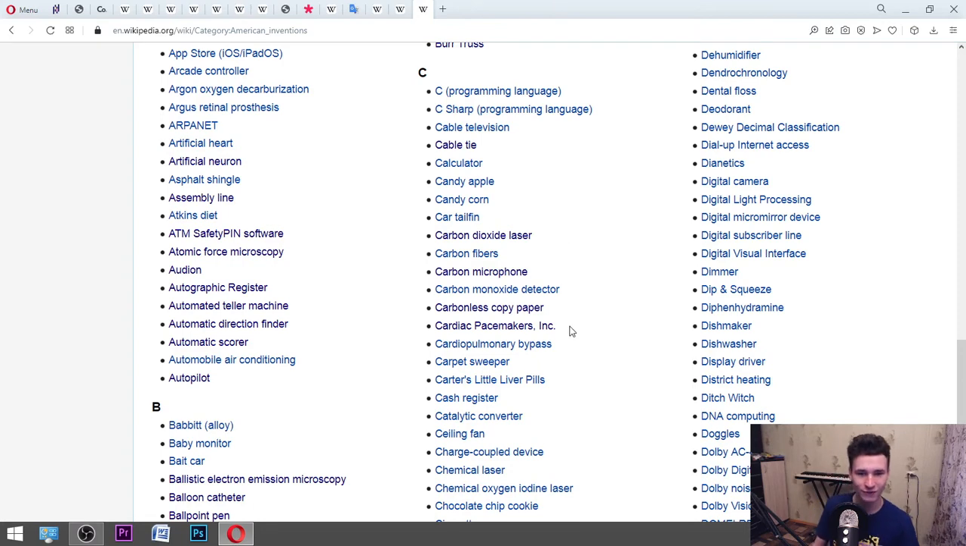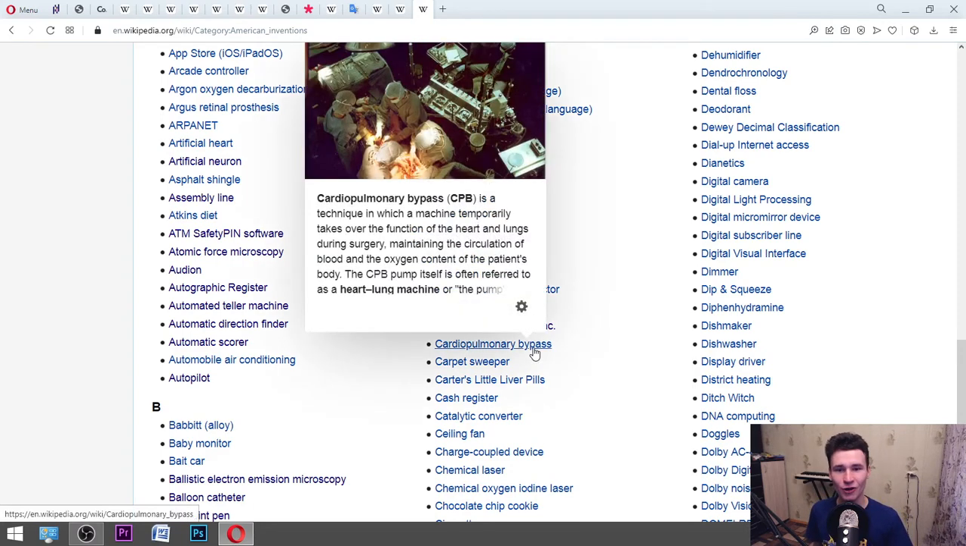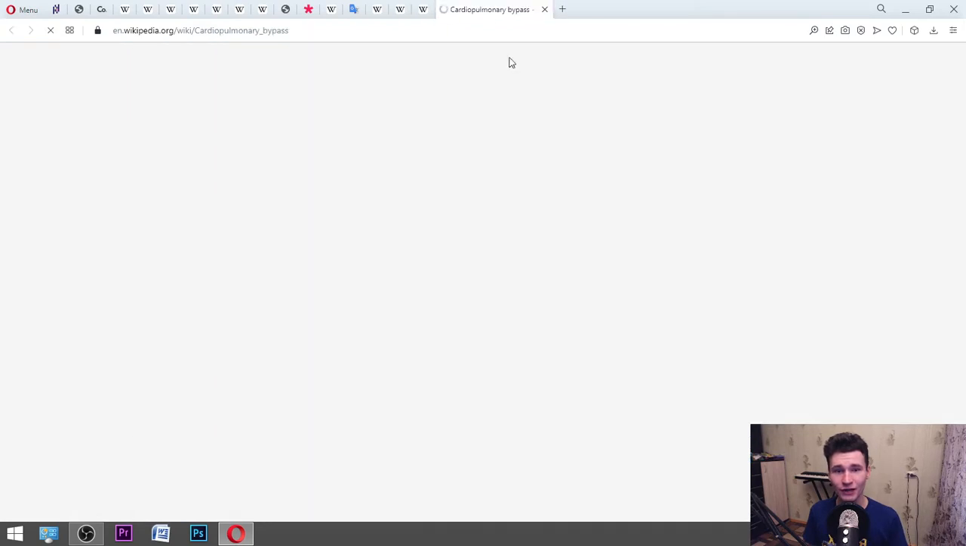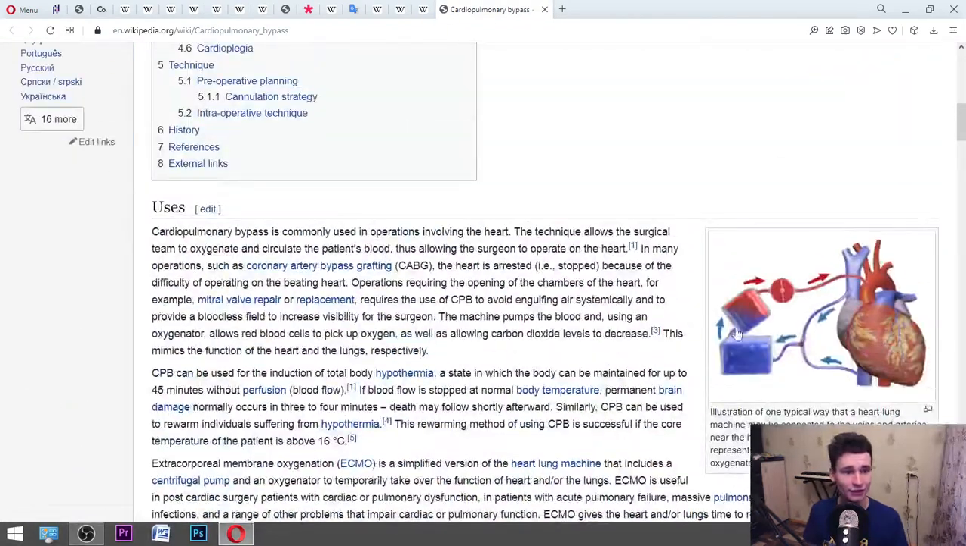Like an engine, it works, and we have it. And cardiopulmonary bypass, CPB, is a technique in which a machine temporarily takes over the function of the heart and lungs during surgery. And it is cardiopulmonary.